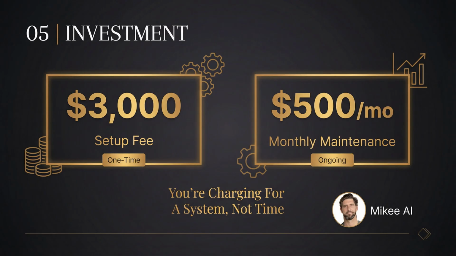Now we get to the investment section. This is your money section, and you've got to treat it like that. You list two things clearly: your setup fee and your monthly maintenance. For example, setup fee is $3,000 as a one time payment. Monthly optimization is $500 per month. This structure shows value and professionalism.